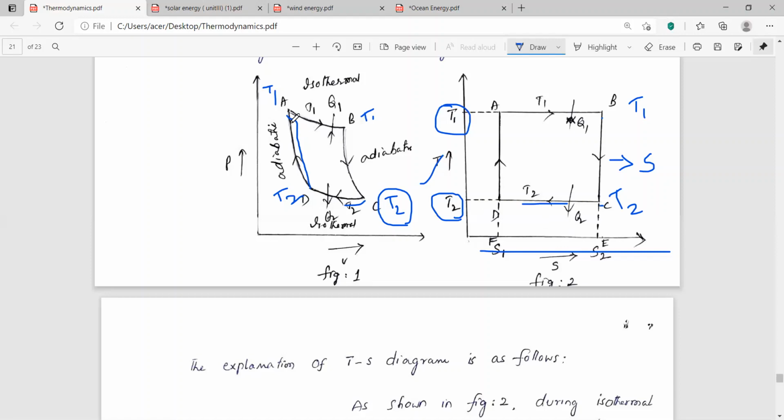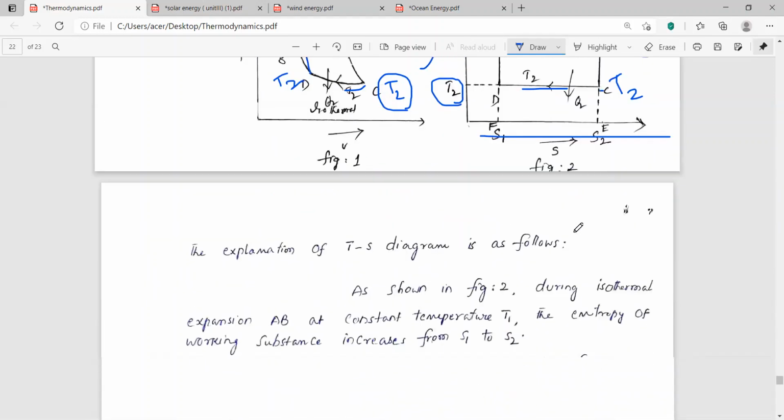So the four processes which are in the curved lines will be shown as a rectangular diagram in the TS diagram. Rectangular diagram in the TS graph, temperature entropy graph.